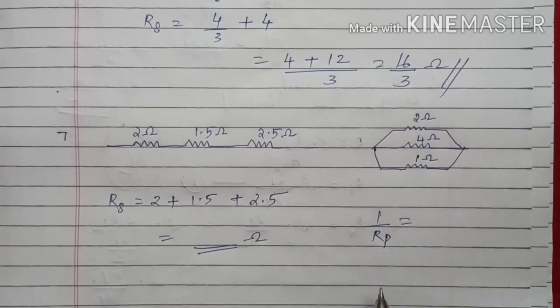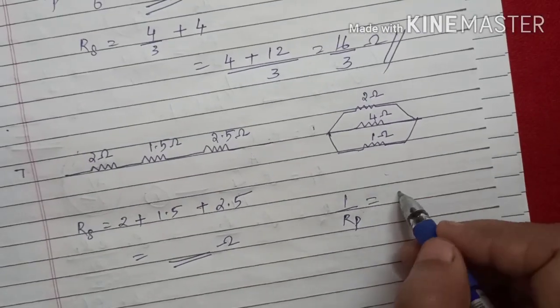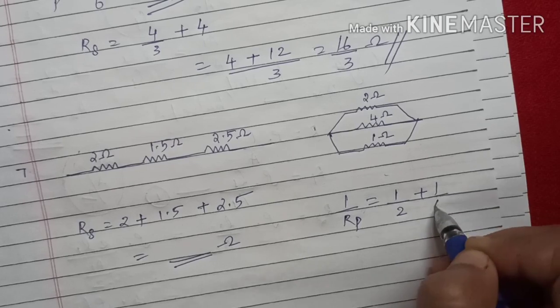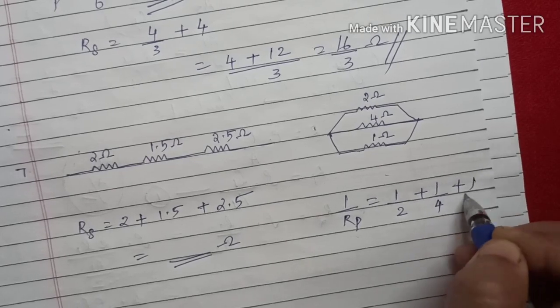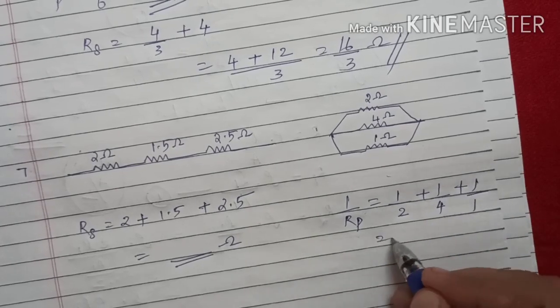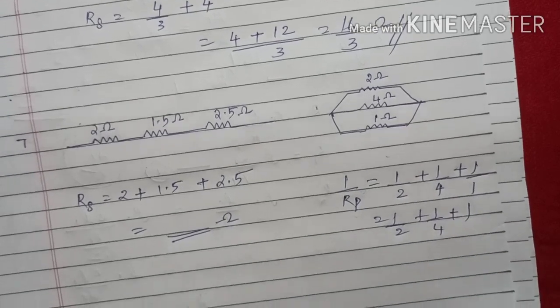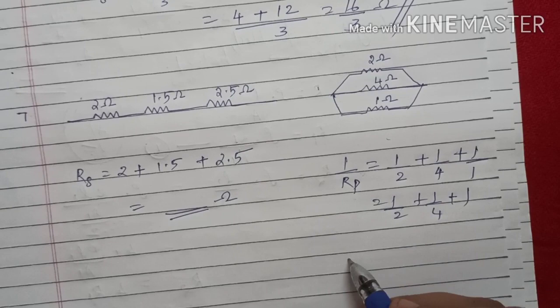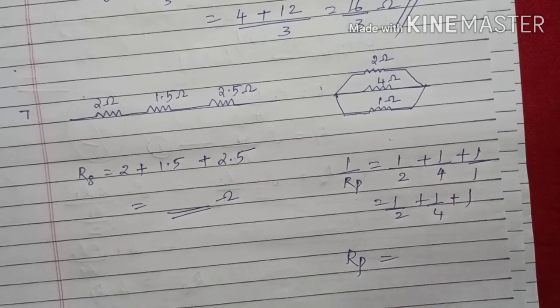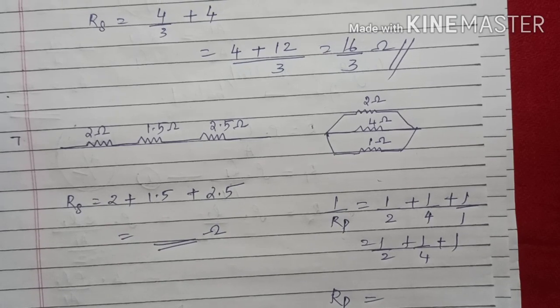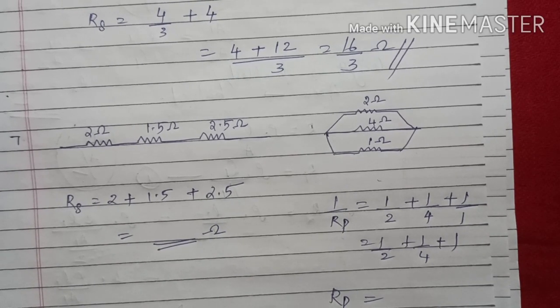So be careful, okay. 1/Rp = 1/2 + 1/4 + 1/1. Understand? That is 1/2 + 1/4 + 1. Now you can simplify and find the value for the effective resistance in parallel. This is simple only. Okay, so you can do it. Clear? Now we'll move to the next question.